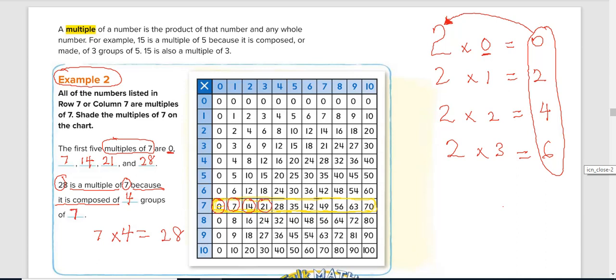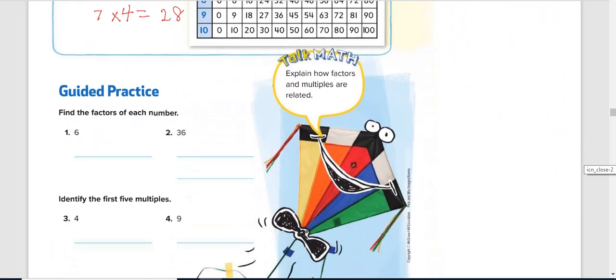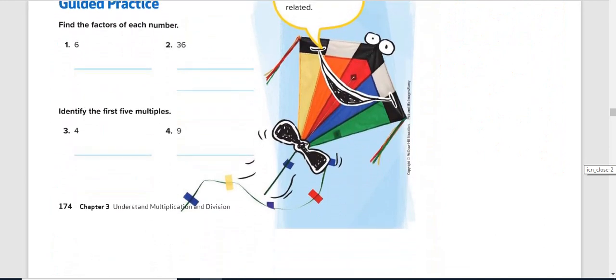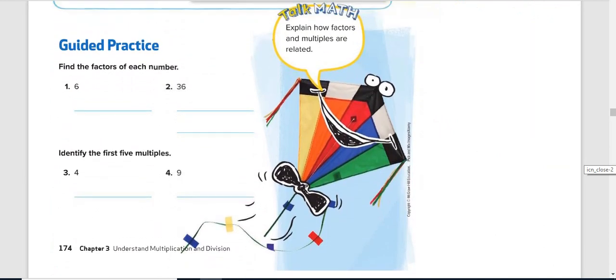Alright, so quickly let's take a look at a guided practice. I'm just going to solve 2 questions here. Let's look at question number 1 and question number 3. So the first one is asking us for factors of 6. I want you to try this by yourself before you get the answer from here. So 2 numbers to multiply together to give you 6.